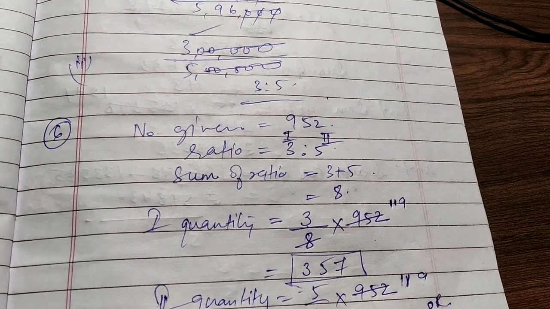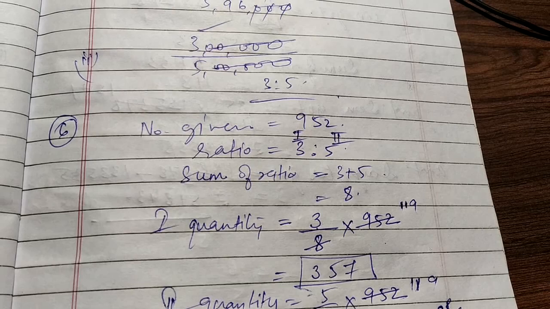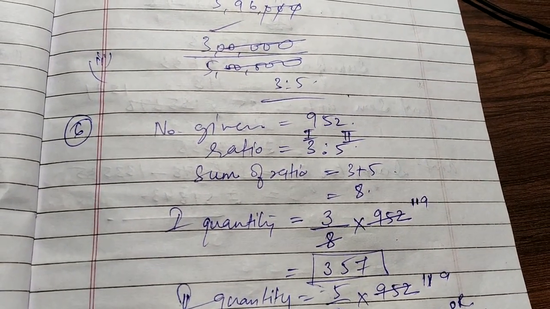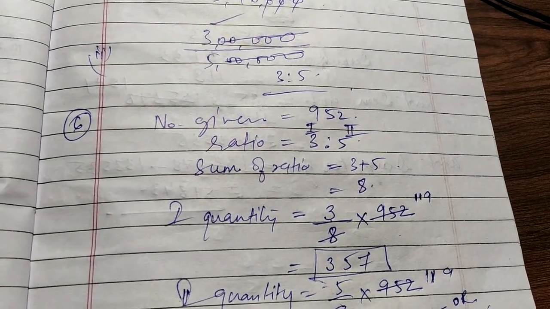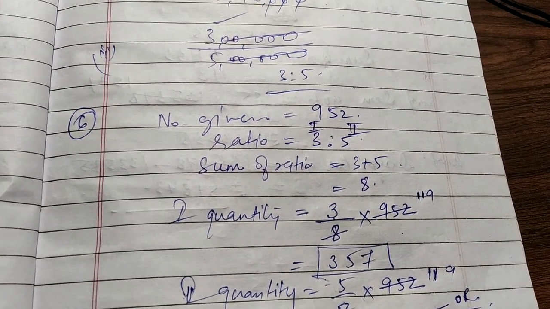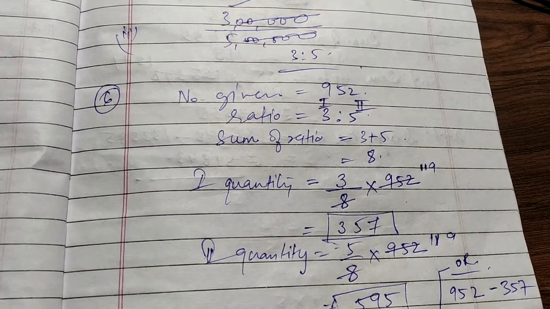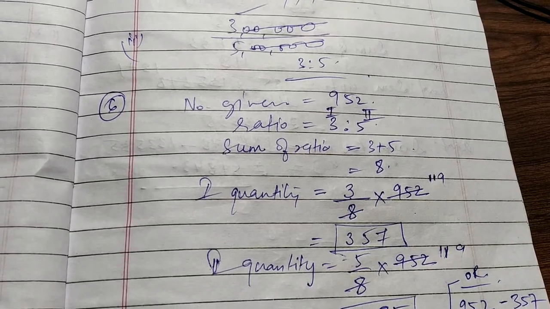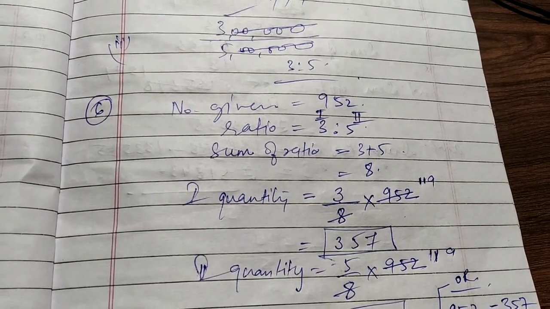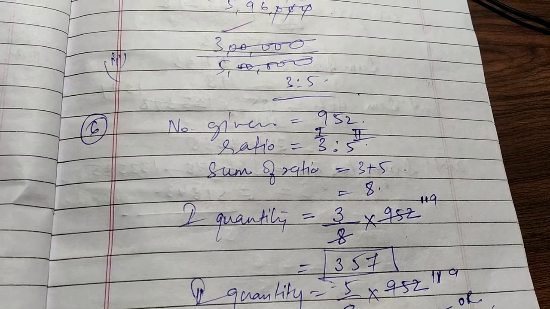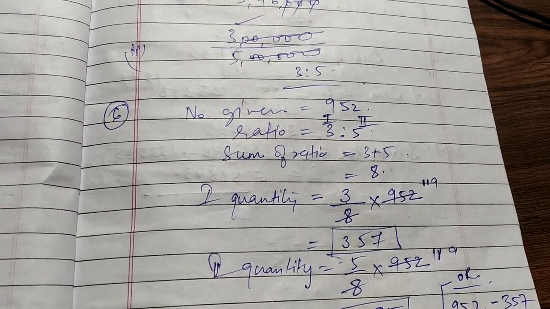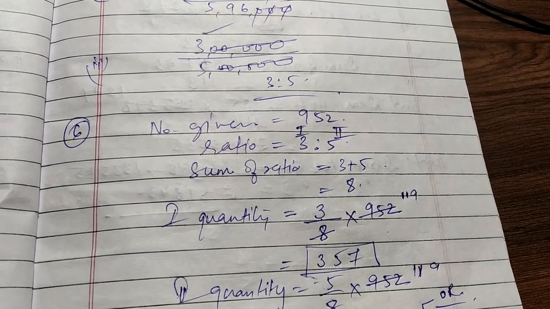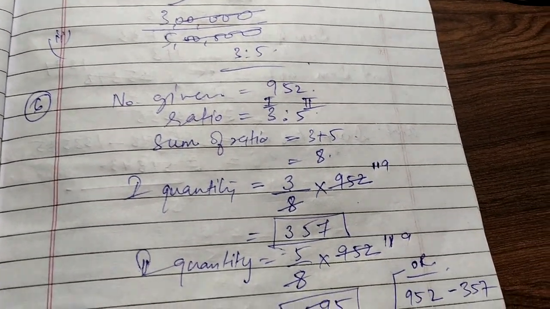Now the part which the first person gets is 3/8 into total. 3 upon the sum of the ratio into total. This is the method, a formula kind of, for those questions in which some amount is given and that amount has to be divided in a given ratio. Whatever ratio is given, first we have to take its sum, and then first upon sum into total, you get the first quantity. You cancel it and you'll get the second quantity.